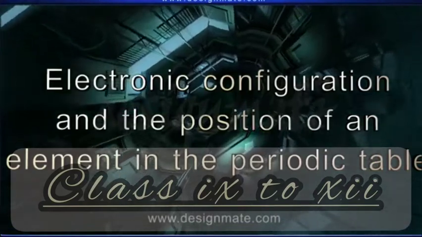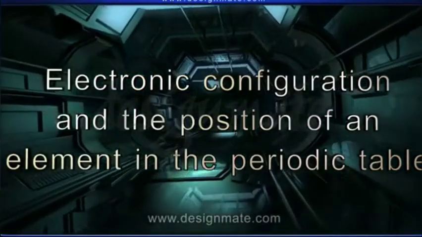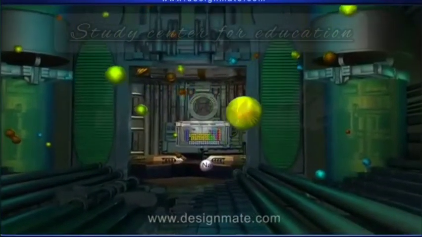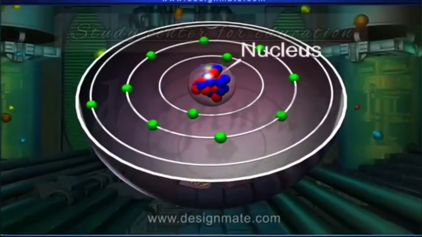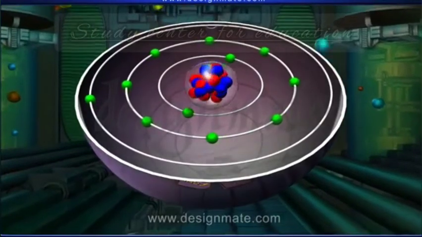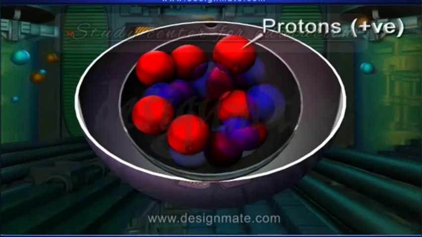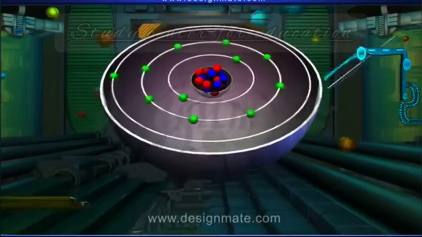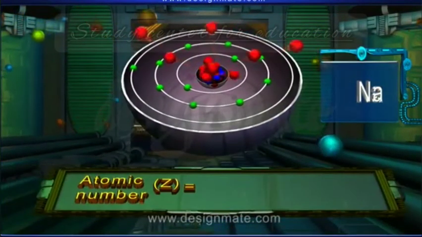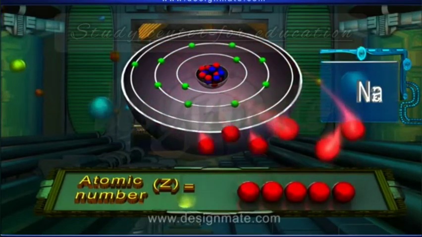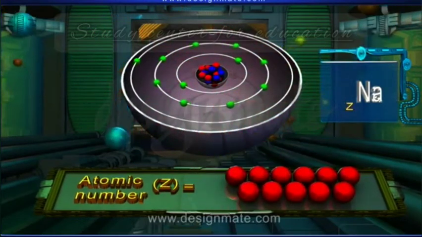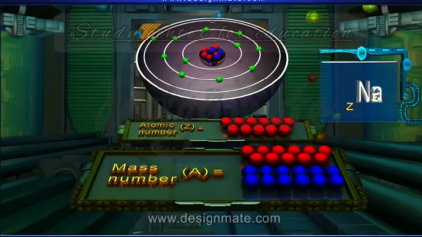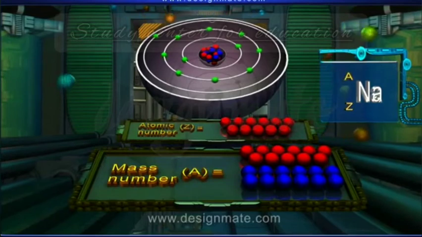Electronic configuration and the position of an element in the periodic table. We all know that an atom consists of a central part called the nucleus, which contains positively charged protons and electrically neutral neutrons. The number of protons in an atom is called its atomic number, and is represented by Z, while the sum of its protons and neutrons is called its atomic mass number, which is represented by A.